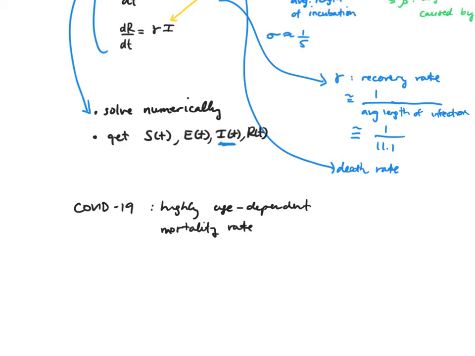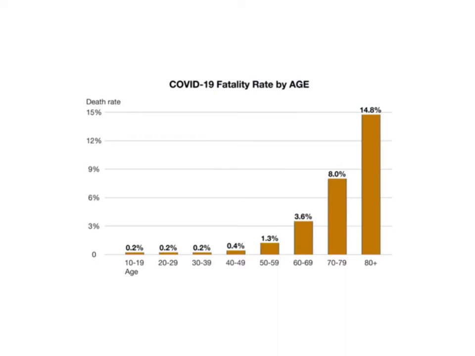I'm going to show you some data on this. And the data I'm going to show you is from some of the earliest outbreak data from Wuhan in China. So this is the fatality rate by age that they've observed. They're, of course, ahead of us by maybe a month and a half or so.